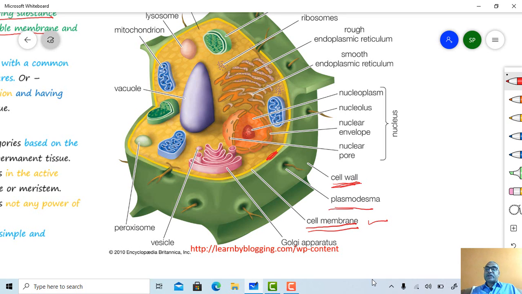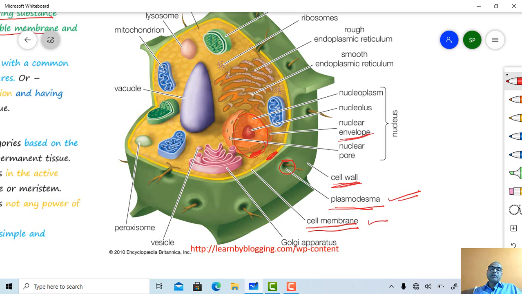Let's talk about the plasmodesmata. Plasmodesmata are nothing but minute pores present on the primary cell wall. Okay, and the plasmodesmata function for inward or outward movement of the adjacent cell constituents. Okay, then this one is a nucleus. The nucleus is covered by this nuclear membrane. Okay, so this one is a nuclear envelope.